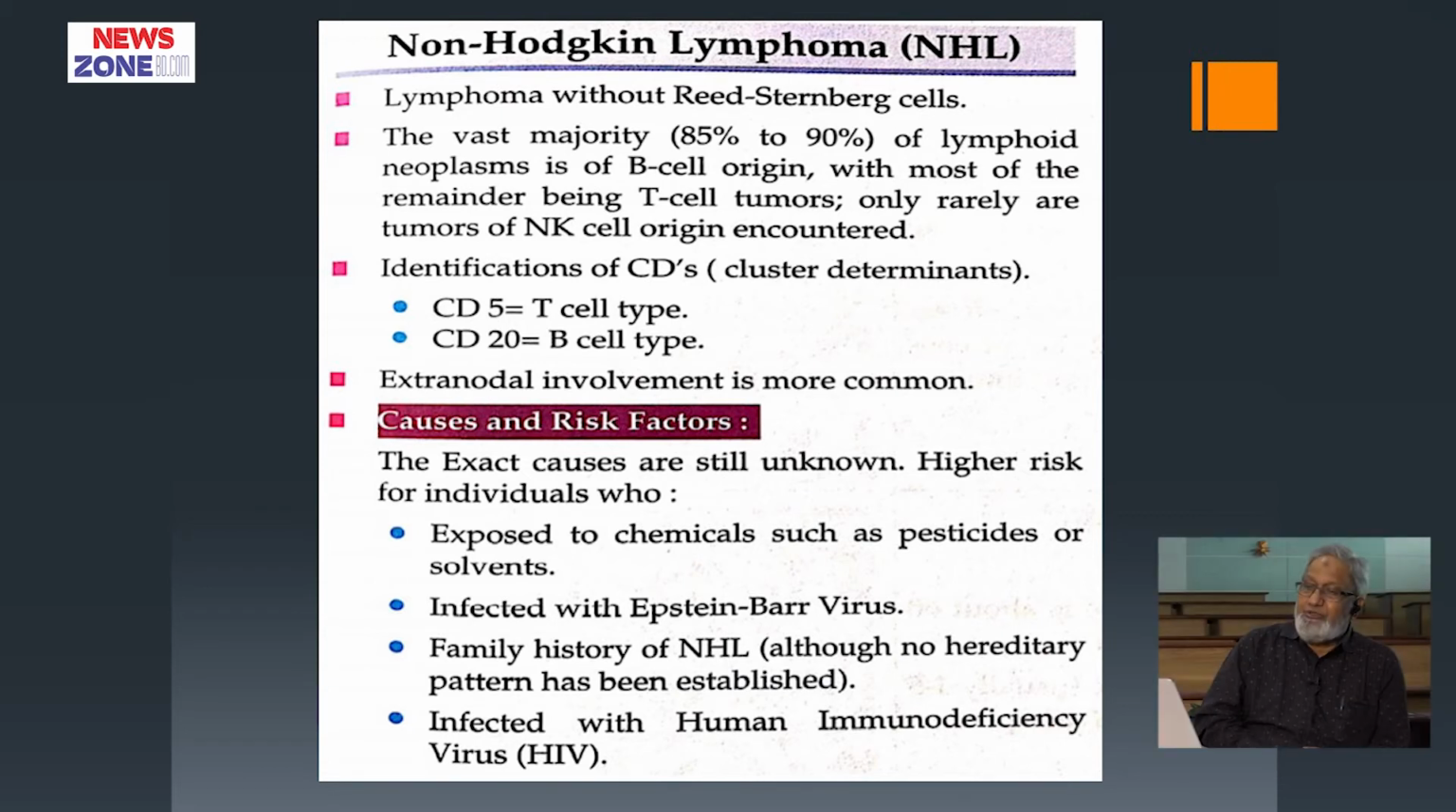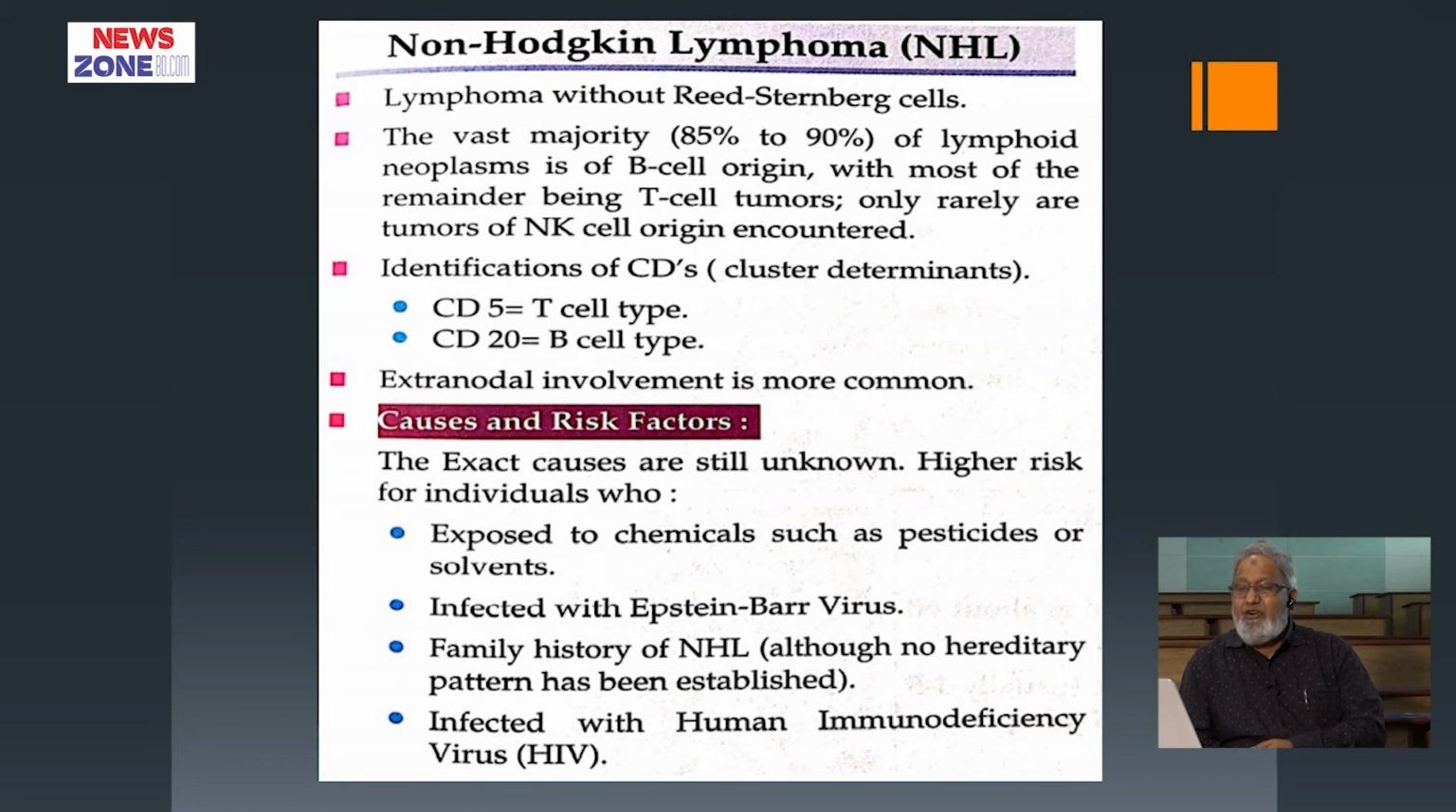Non-Hodgkin's lymphoma is most common here, without any Reed-Sternberg cells. So, no Reed-Sternberg cells, so it is not Hodgkin's lymphoma. And the vast majority, that is 85 to 90% of these neoplasms, are of B cell origin. If you identify by CD, that is cluster of differentiation, CD5 means the T cell type and CD20 positive means it is a B cell type.